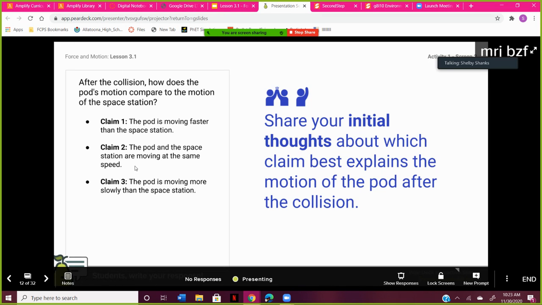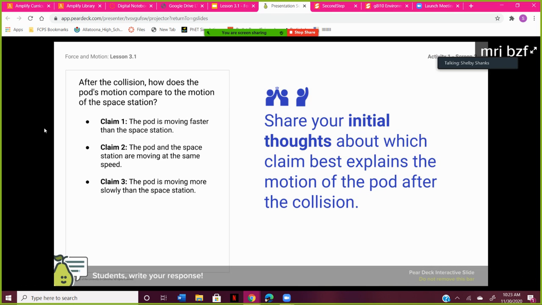All right, so they are right here. We're going to share some of our initial thoughts about which claim best explains the motion of the pod after the collision. All right, go ahead. I want to see what your initial thoughts are. So after the collision, how does the pod's motion compare to the motion of the space station? All right, you're going to pick which claim you think is correct and why.